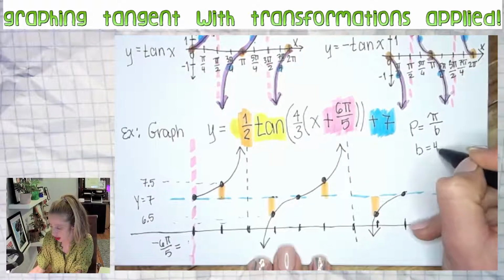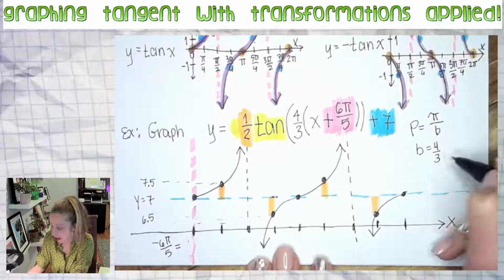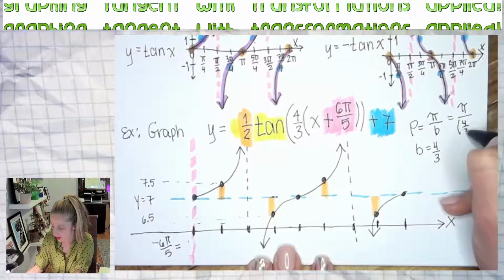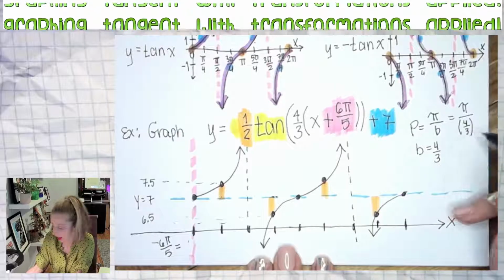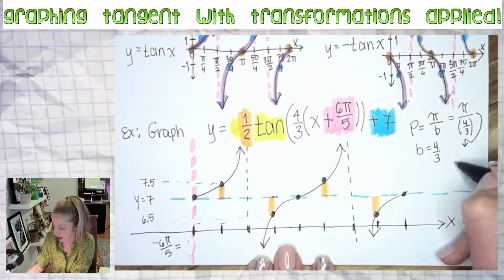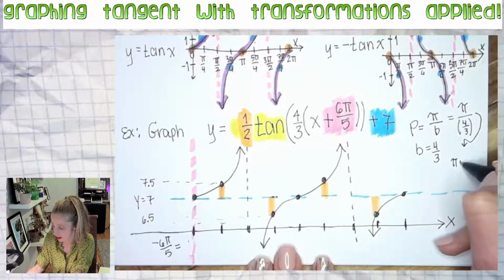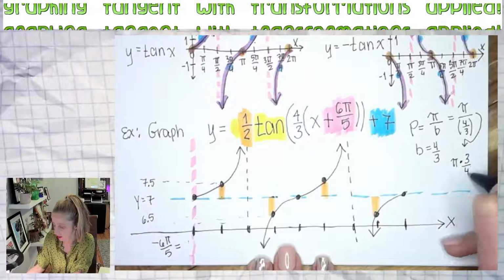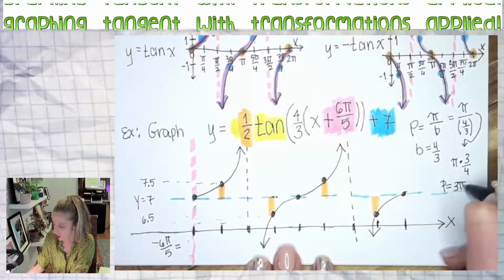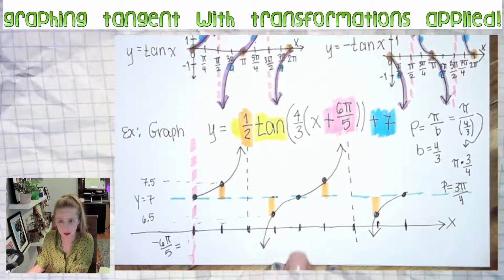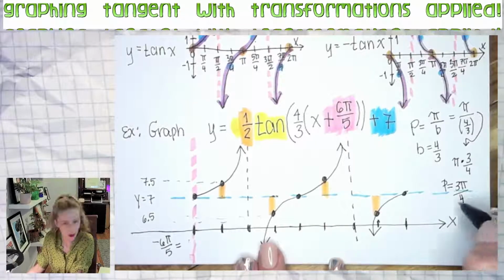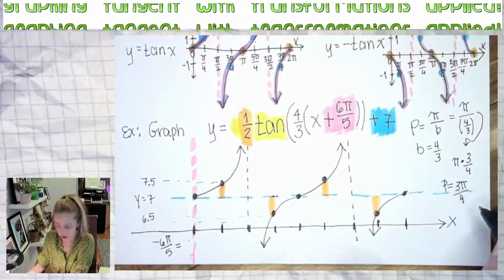B is 4/3. Dividing by a fraction is the same as multiplying by the reciprocal. So all I'm going to do to make my life better is pi times 3/4, which means the period is 3 pi over 4. Ooh, I picked bad numbers, guys. Sorry. 3 pi over 4.